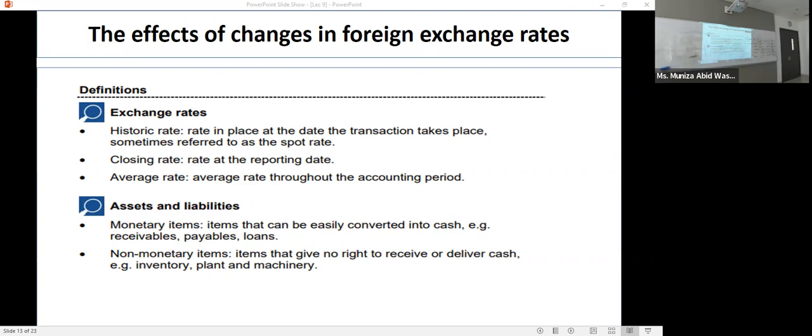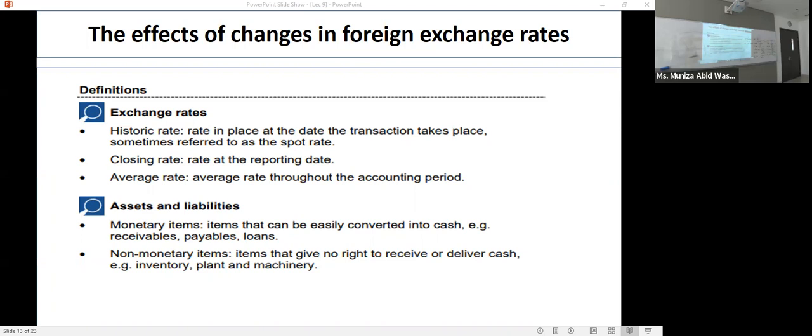Average rate is the average of the opening and the closing rate. At different time periods, we can calculate the average rate. Opening rate plus closing rate divided by 2 is the average rate. So average rate is throughout the accounting period. Again and again, you can calculate the opening and closing rates and take the average of these, and that is the average rate. So three terms under exchange rates we have discussed: historic rate, also known as the spot rate, then the closing rate, and the third one, the average rate.